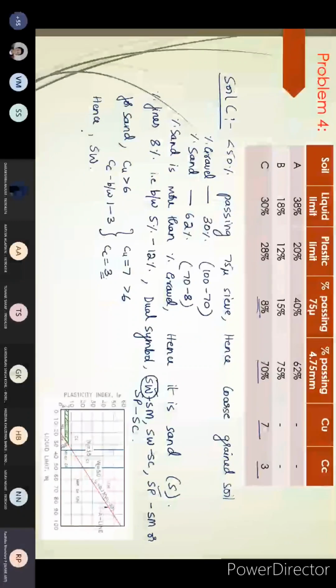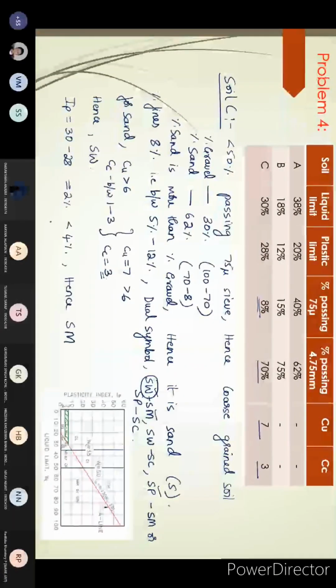That is based on plasticity index. So IP is 30 minus 28, which is 2%. It is less than 4%. So hence, here it is SM. The soil is classified as SW-SM. Okay. So this way, dual symbol you will get.